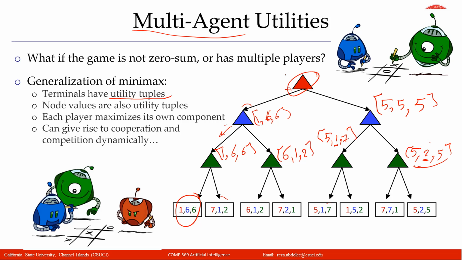And finally, the red player is going to choose. The blue player has chosen 5, 2, 5 here, and the red player is going to maximize its own utility. So this one is 5, this one is 1. Therefore, the final value is going to be 5, 2, 5.